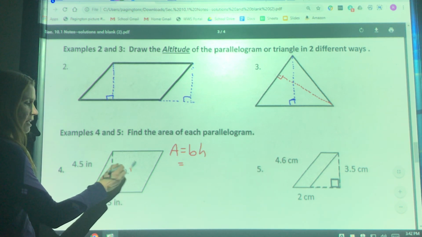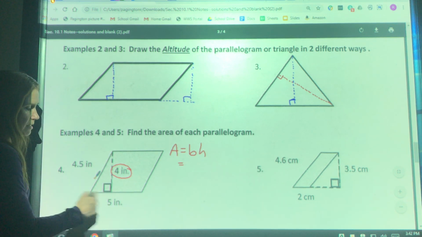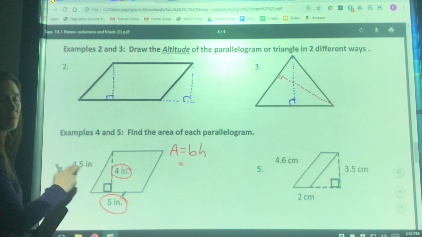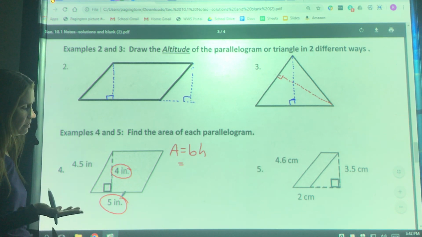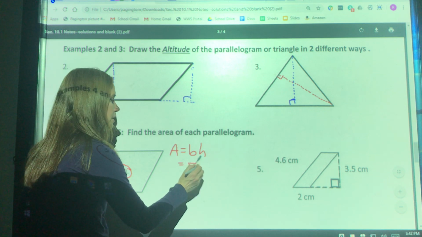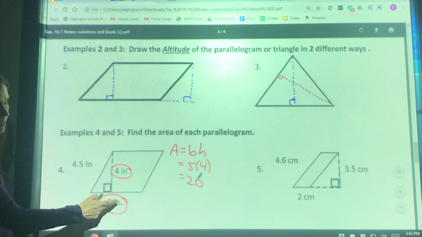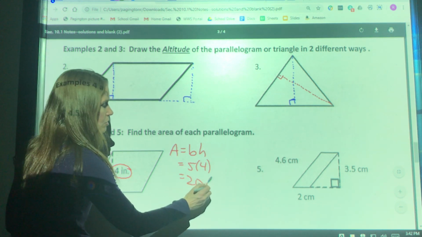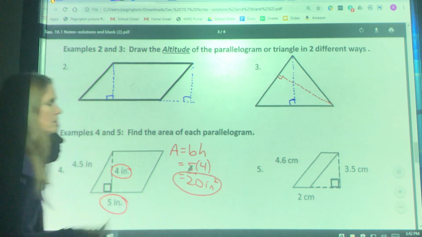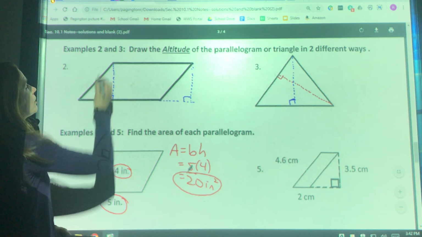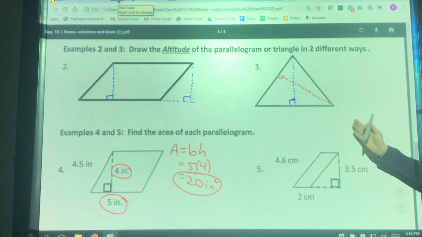In this case, this is the height. And I can see it's the height or the altitude forming a right angle with the base, which is 5. And that means I'm not going to use this 4.5 at all. Sometimes they give you some extra numbers that are kind of distractors. So my base is 5, my height is 4, and if I multiply those I get 20, and then I want to pay attention to my units. In this case it's going to be inches squared. So that's number 4.